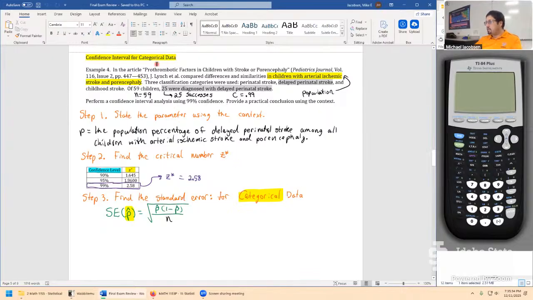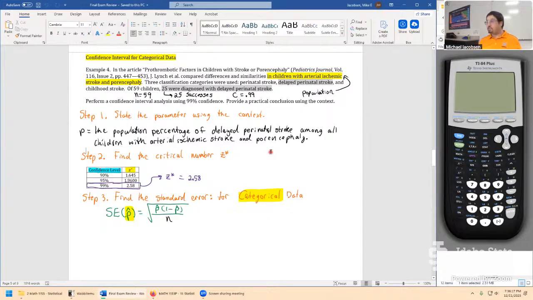This is about a pretty awful looking condition in children who are diagnosed with arterial ischemic stroke. In this problem, they have 59 of such children. 25 are diagnosed with delayed perinatal stroke. They also have that condition at the same time. And so the parameter p is the percentage of delayed perinatal stroke among all children in the population with arterial ischemic stroke and porencephaly, that's a tricky word there.